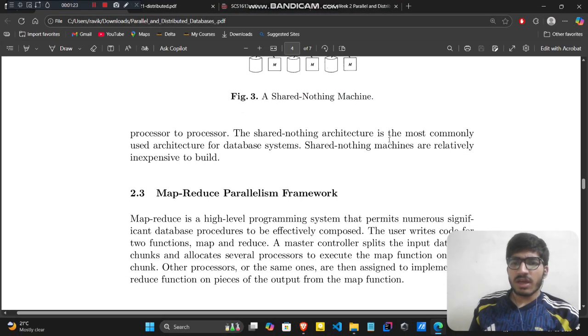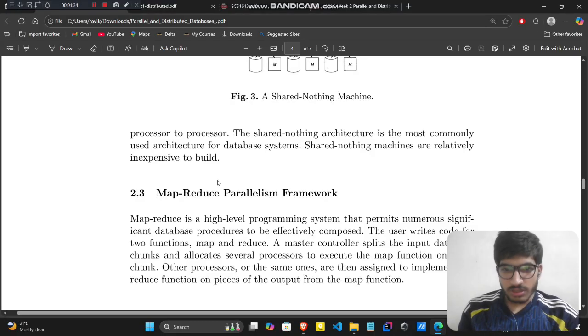The shared nothing architecture is the most commonly used architecture for database systems. Shared nothing machines are relatively inexpensive to build. That is why it is mostly used in modern systems.